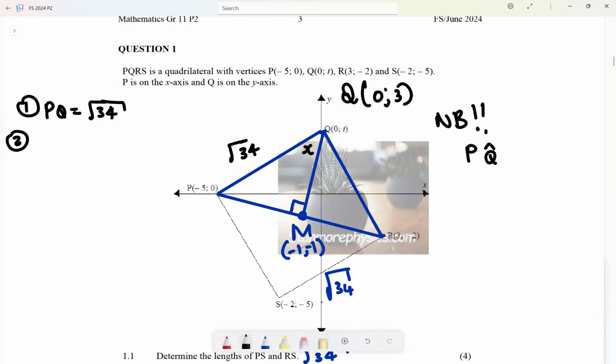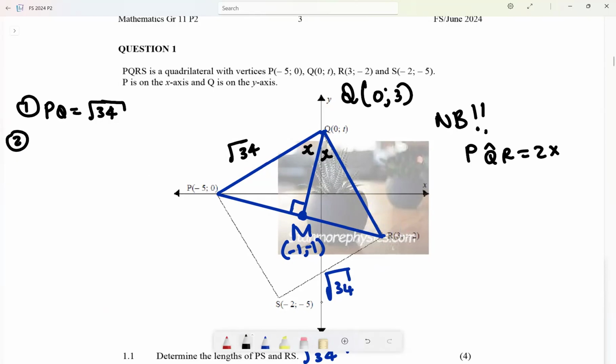Angle PQR is equal to 2x. Why? Because if this is x, this is also x. We cut it exactly in half, okay? We'll focus on this one half, the first one. Then how can I do that?